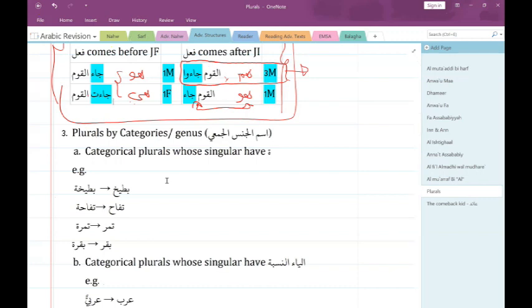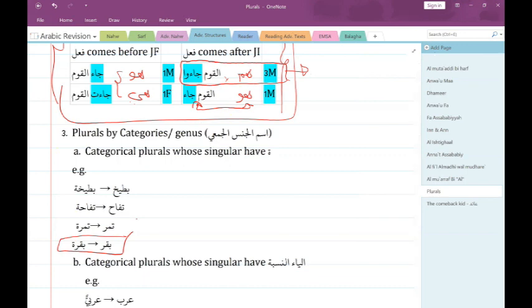You have the plural where the singular version has a ta marbuta. For example, the most famous one that you can always remember by is Baqarah. Suratul Baqarah, called the Surah of the cow, not the Surah of the cows. Baqarah has a ta marbuta at the end. And the plural of the word Baqarah is actually Baqar, without the ta marbuta. So this is a very easy plural. If it has a ta marbuta at the end, how do you make it plural? You get rid of the ta marbuta.